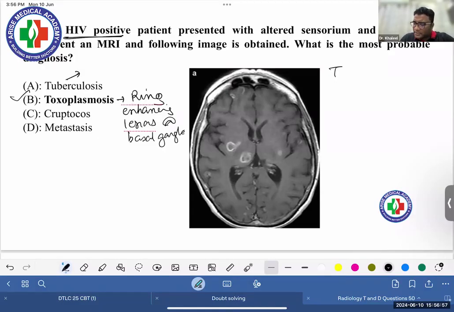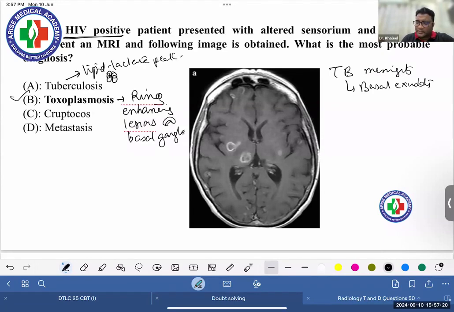Tuberculosis or TB meningitis has basal exudates. Tuberculosis will produce a lipid lactate peak and conglomerate fused ring enhancing lesions. But here, because the location is the basal ganglia, you are seeing ring enhancing lesions, and an AIDS patient is mentioned, the better answer is toxoplasmosis.